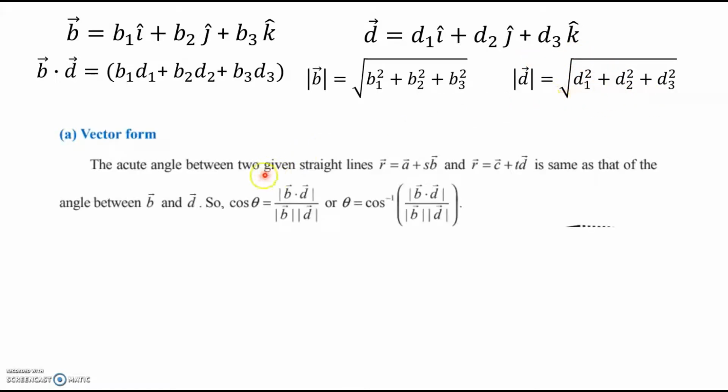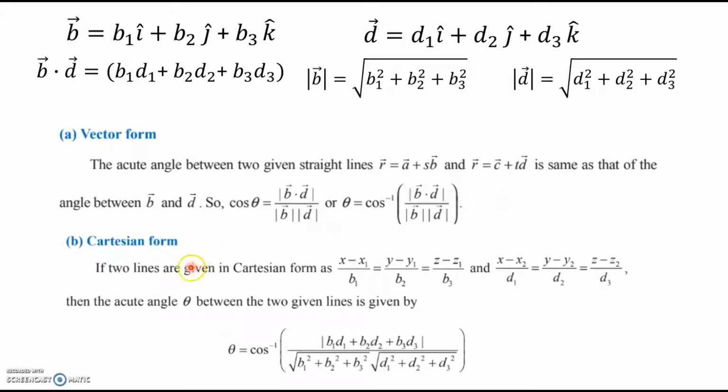Now we have seen in the vector method that our angle theta is equal to cos inverse of b dot product with d divided by magnitude of b into magnitude of d, when the given lines are a plus s b and c vector plus t d, where b and d would be parallel to the first equation and second equation correspondingly. So let's use the Cartesian form now.